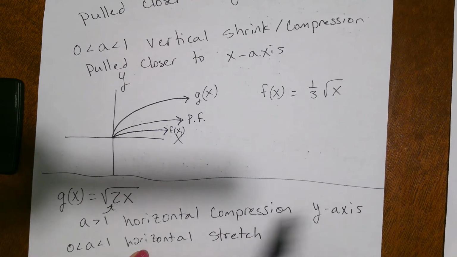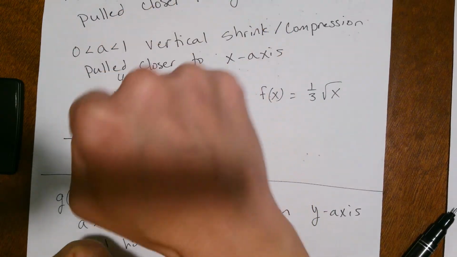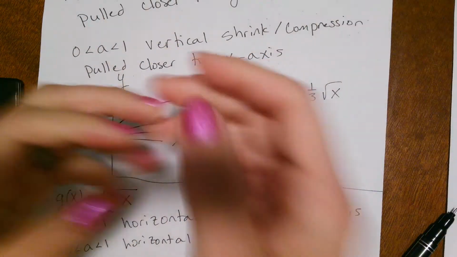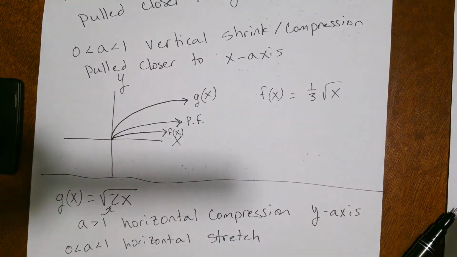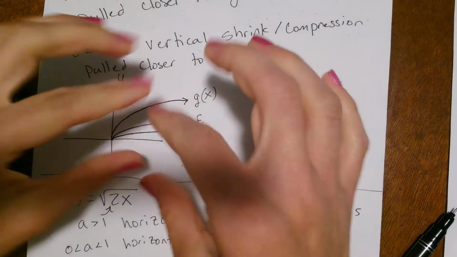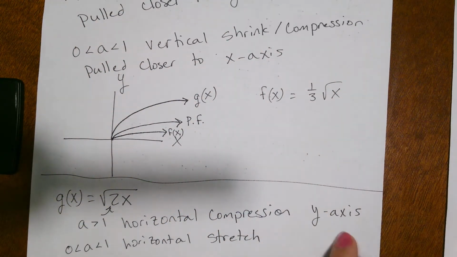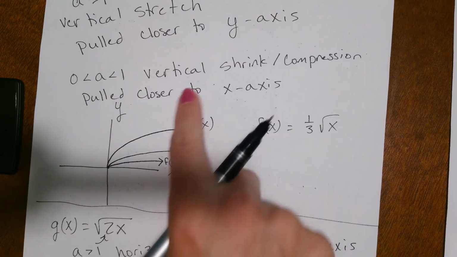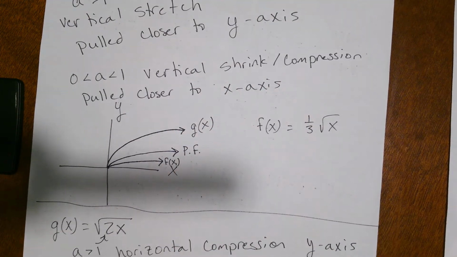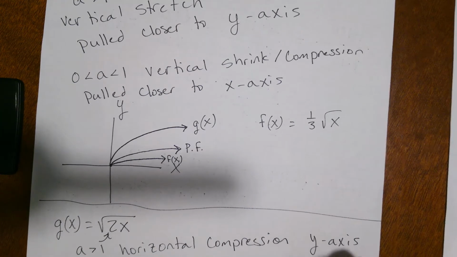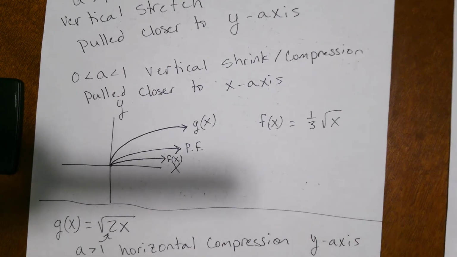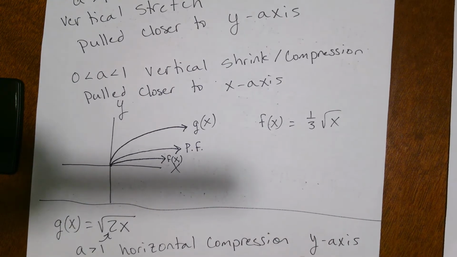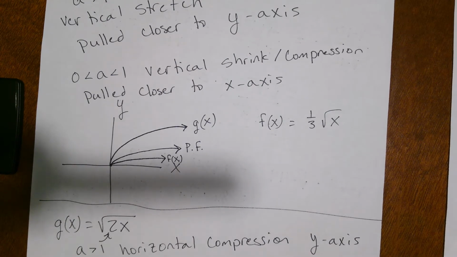So the horizontal stretch, again, if you imagine having Play-Doh and you, nope, that's vertical. If you stretch it out like this, what happens to it vertically? It gets thinner in the middle, right? So a horizontal stretch is essentially the same thing as a vertical shrink or compression, so this pulls it down closer to the x-axis. Again, just not quite as pronounced as you'll see with the vertical.